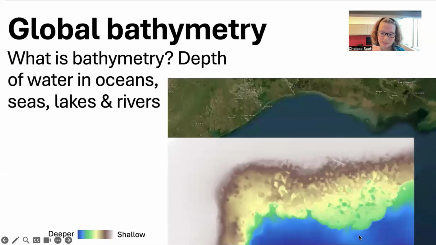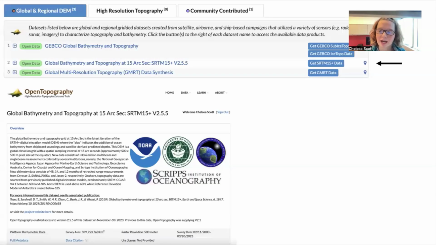In blue is the deeper area, and then in brown to white are the more shallow areas. So you can get bathymetry data on OpenTopography. You'll want to select a region surrounding an ocean, and then you'll be presented with a variety of options, including the three that you can see here. You'll want to select the global bathymetry and topography at 15 arcsecond, SRTM15 plus version 2.5.5. Or of course, if this is updated, you'll want to look at the newest version.